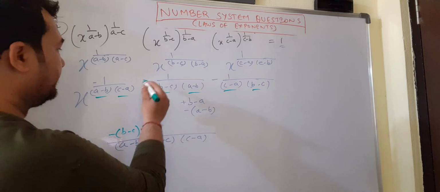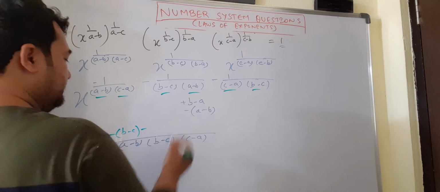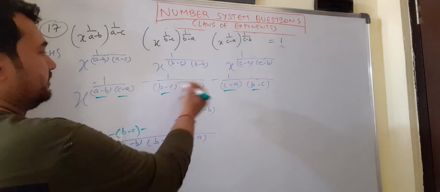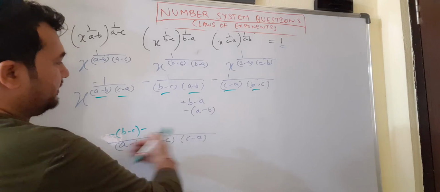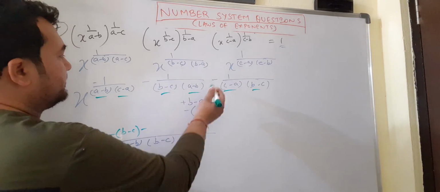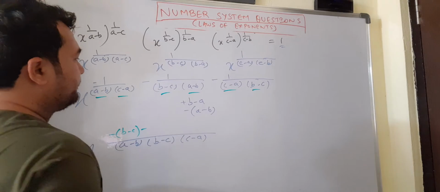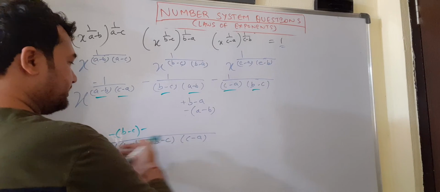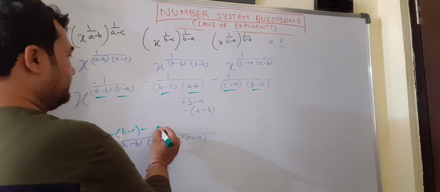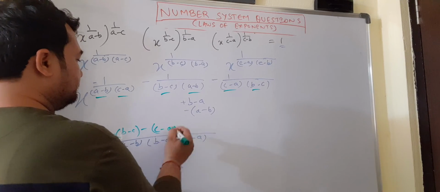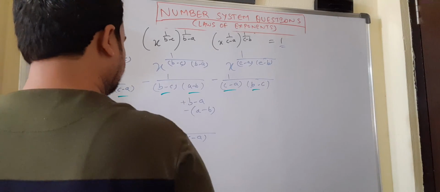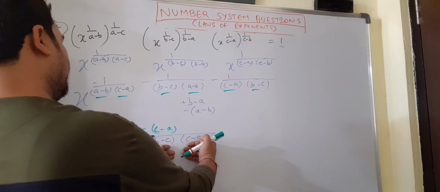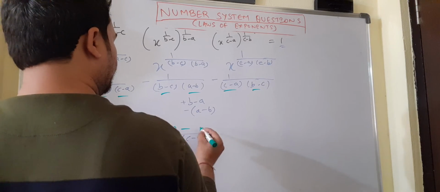Okay, minus. B minus c is here and a minus b is also here. This is multiplied by c minus a, and you get this denominator. So this denominator is c minus a times this number. c minus a you will write here, c minus a multiplied by 1. In this case c minus a is there, b minus c is there, only a minus b is not there. So a minus b you will write.